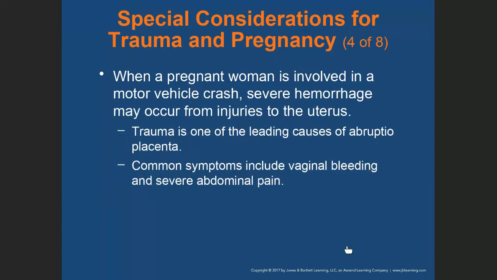When a pregnant woman is involved in a motor vehicle crash, severe hemorrhage may occur from injuries to the uterus. Trauma is one of the leading causes of abruptio placentae, which can produce a significant amount of blood loss, and it is extremely painful. Common symptoms include vaginal bleeding and severe abdominal pain, and they will tell you that they don't feel the baby moving anymore.